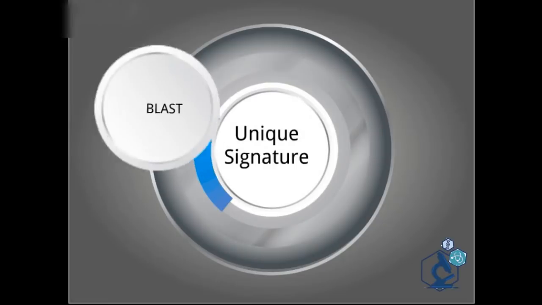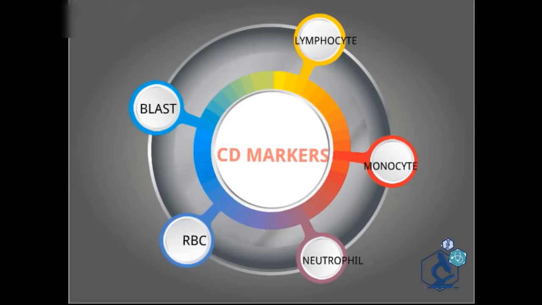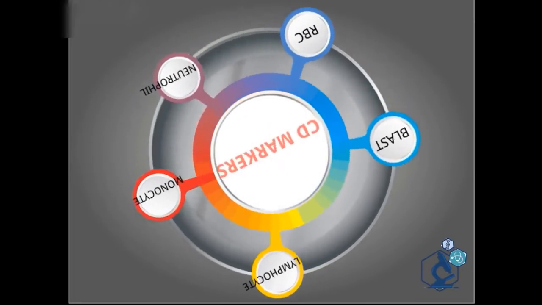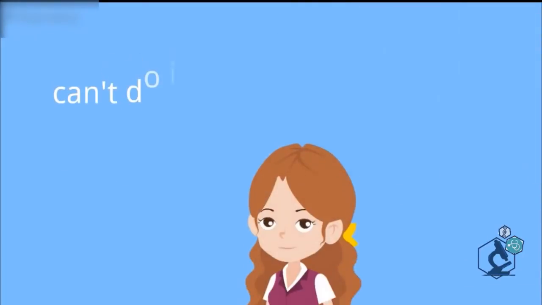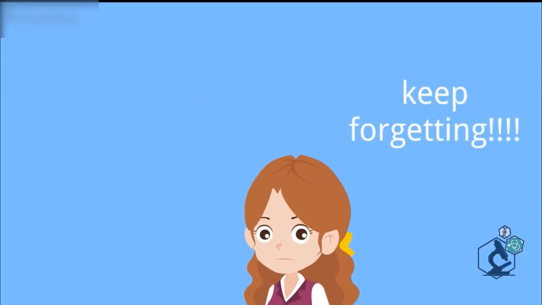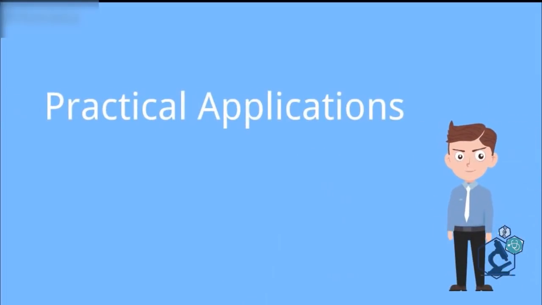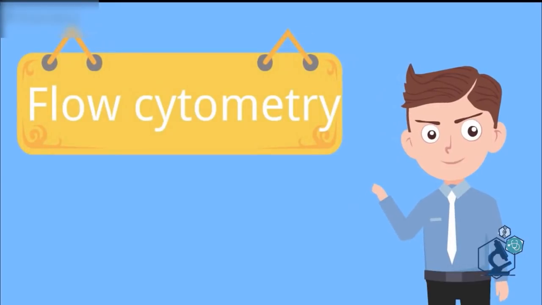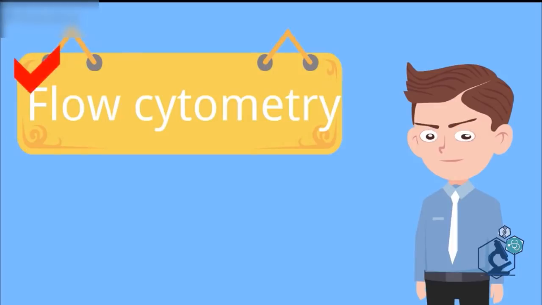Each type of cell in blood has its own unique signature, whether it is a blast, lymphocyte, monocyte, neutrophil or RBC. This signature is defined by CD markers. No matter how many times we read about CD markers and hematopoiesis, we tend to forget it. So in this video, we will learn to apply CD markers in a practical way so that we can remember them. Learning about CD markers is the key to understanding and interpretation of flow cytometry.